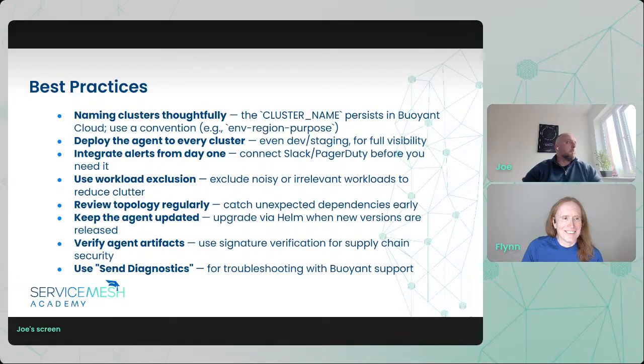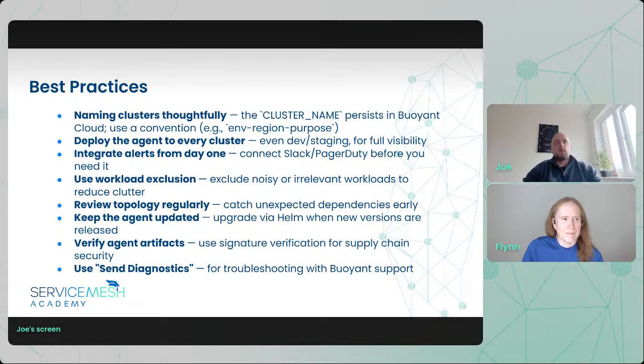But yeah, keep the agent updated. Obviously, housekeeping, maintenance. Make sure that those Helm upgrades are done on the agent chart. Use signature verification for supply chain security. Again, linking into that compliance piece.